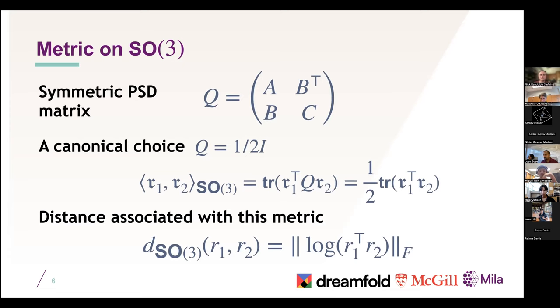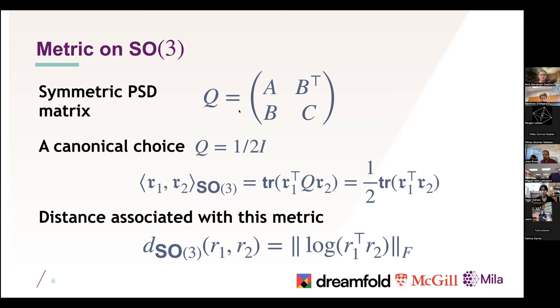Where this is going to come into play is, essentially, all of the backbones will have an SO3 group element, and we're going to be able to compare this with some ground truth. So what is the metric that we choose? In our case, any metric on SO3 can be decomposed as a symmetric positive semi-definite matrix, so this matrix Q that I have over here. And essentially, we can make a canonical choice.